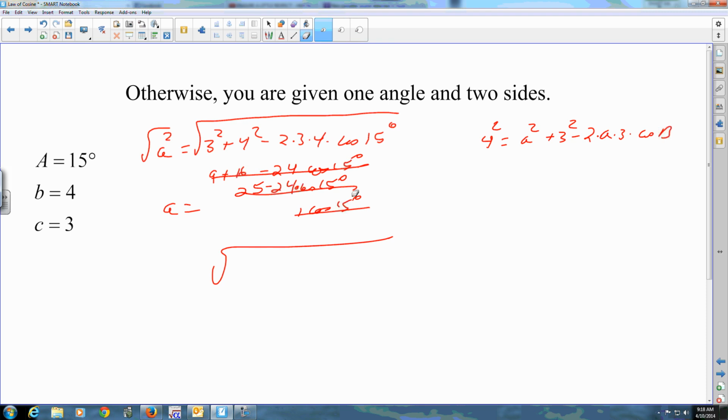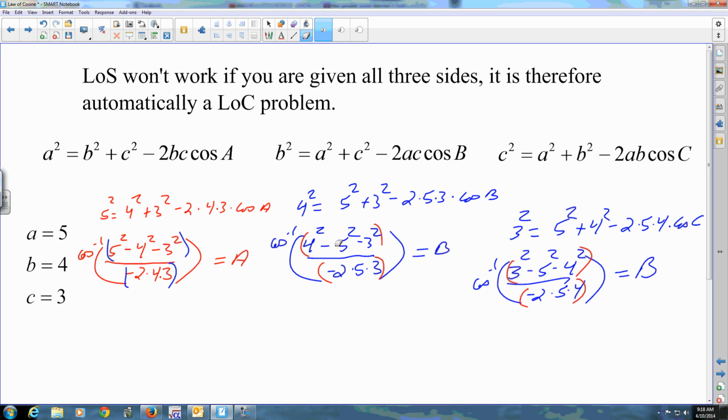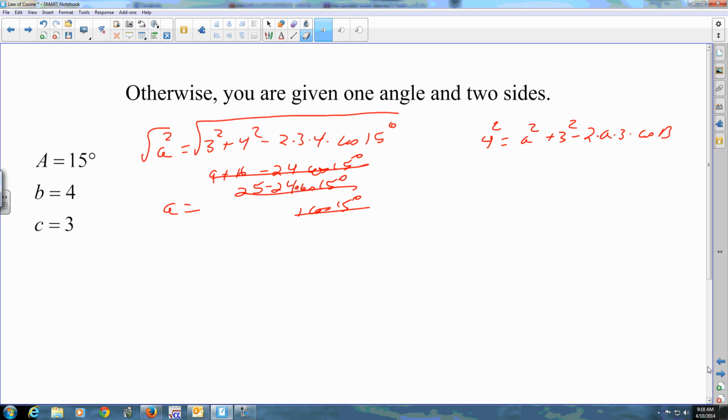Once you know A, little a, the side A, then you know all 3 sides. If you know all 3 sides, then you do it just like this. Okay? There you go. So that's how you're going to finish that one. Again, I'm trying to move through it quickly. Once you find the 3rd side, you do it just like you did on the previous screen.